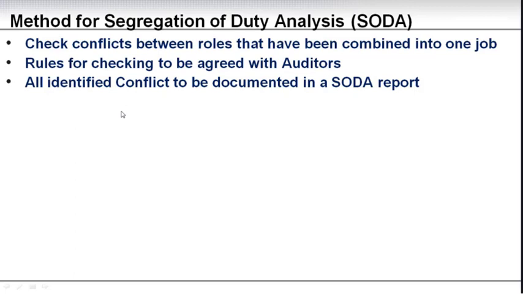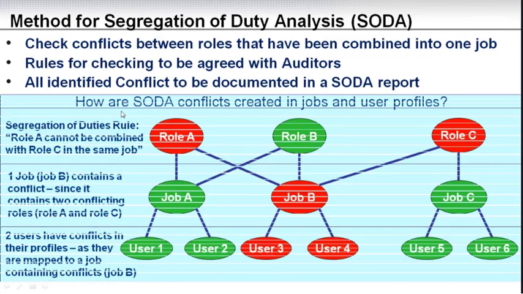Now just one thing on the rules checking. It doesn't make sense to do the segregation of duty analysis based on your own rules. It has to be a common set of rules, so that especially the auditors, when they sign the books for your organization, are aware of this and can defend it should there be any investigation.